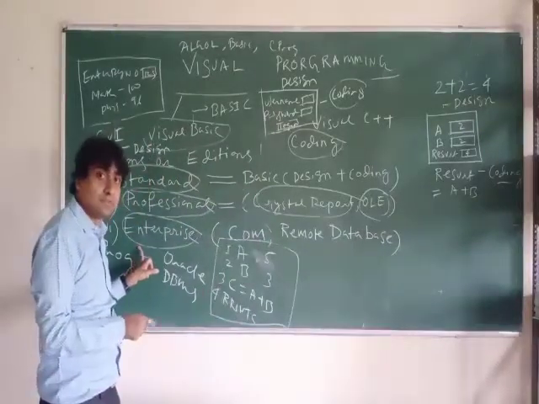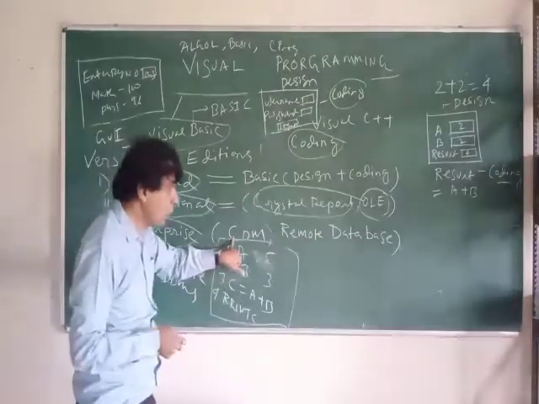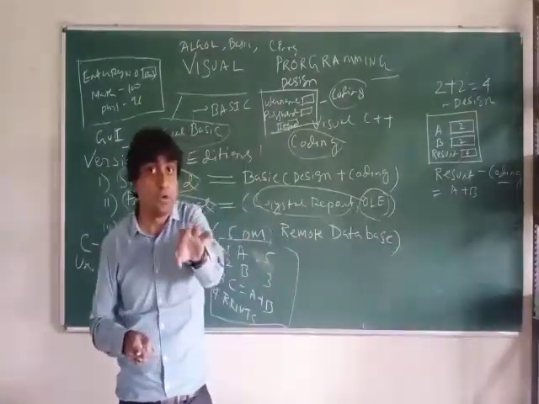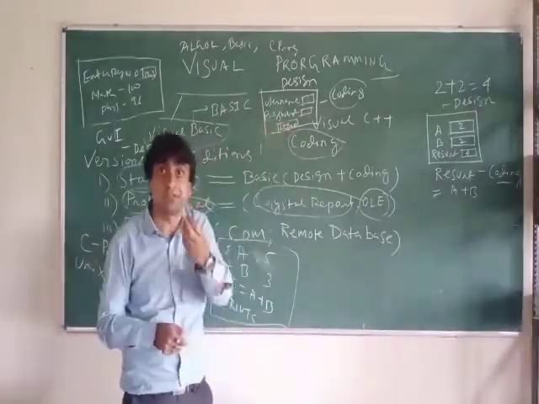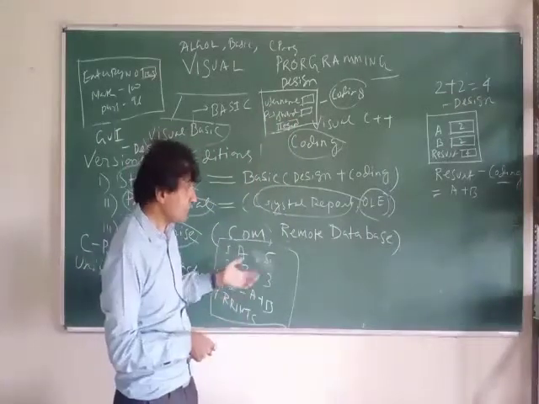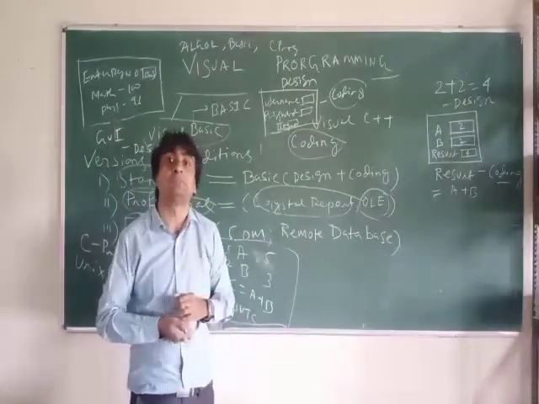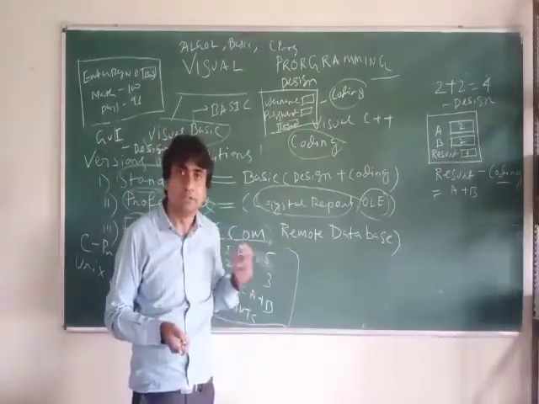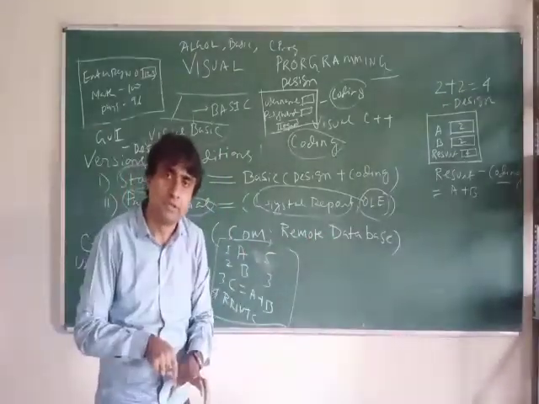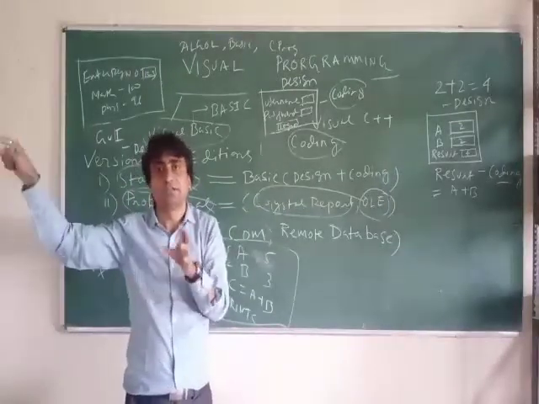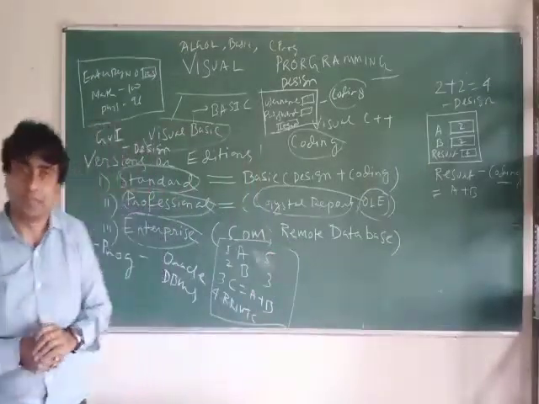Then enterprise. Enterprise has all the features of standard and professional. The extra features are COM and remote database. Just now I told you COM, component object model. Every component here is an object, what is visible for you. And remote database is required when you are working with websites, web pages. There, this remote database comes. Why? The database is not stored in your system. It is stored somewhere very far in some server. That's why it is called remote database.